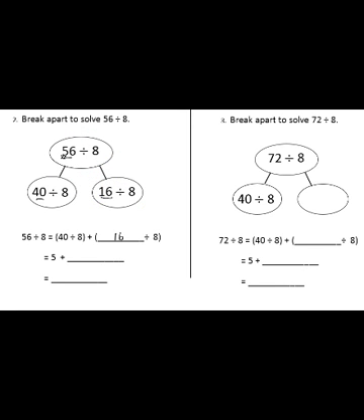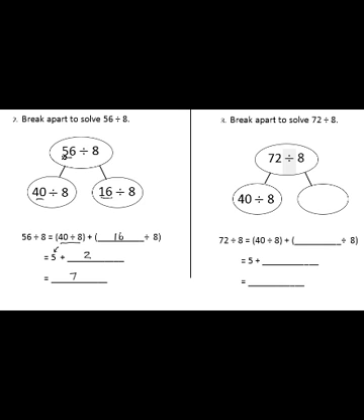So this is my new problem. 40 divided by 8 plus 16 divided by 8. 40 divided by 8 is 5. 16 divided by 8 is 2. I combine those two answers and I get 7. That tells me that 56 divided by 8 equals 7.